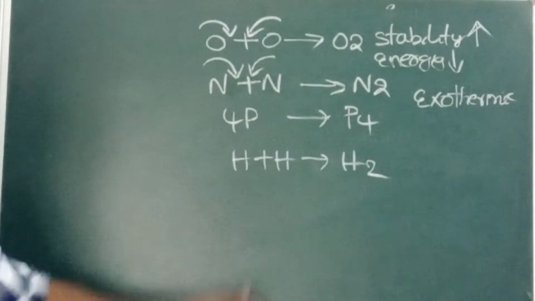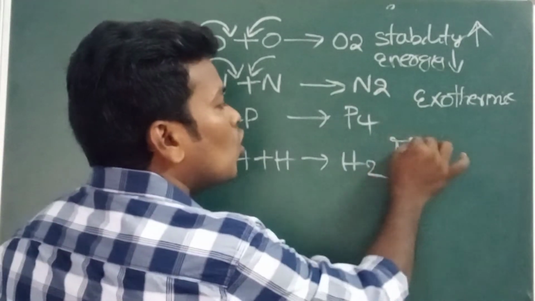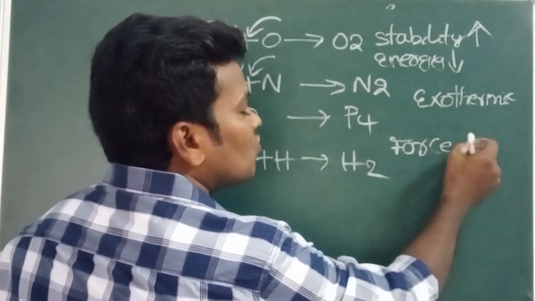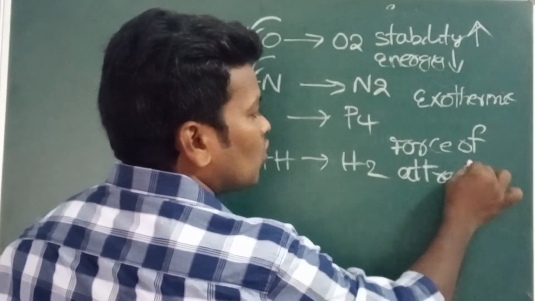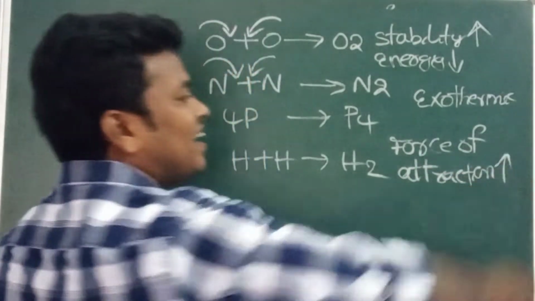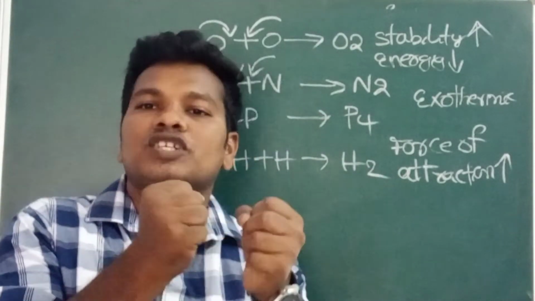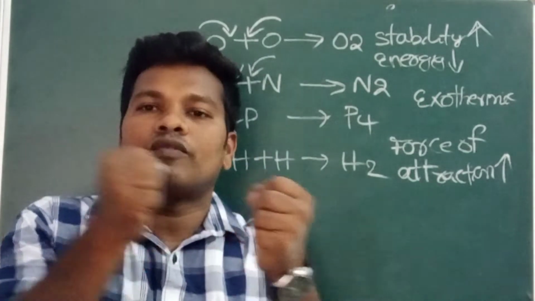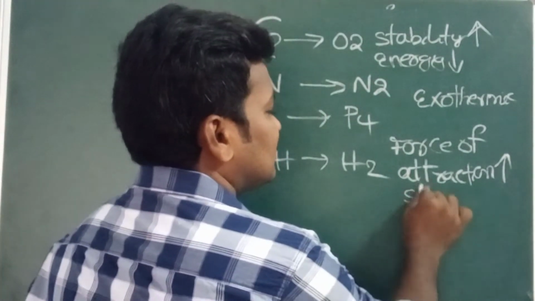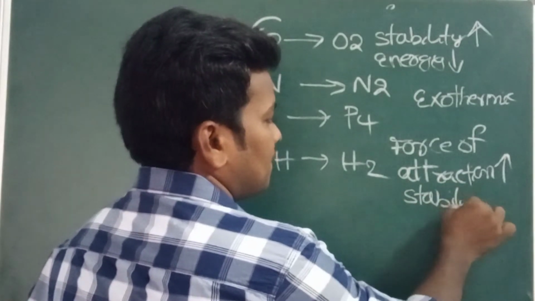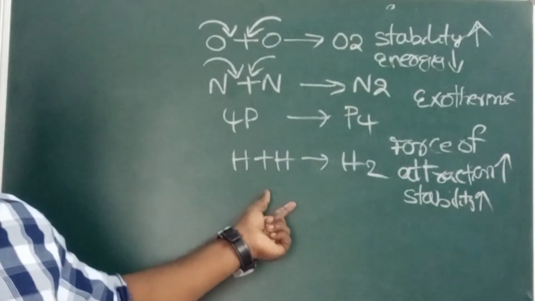Whenever they are combining with each other, the force of attraction will be more. The force of attraction between the two atoms will be high. When the force of attraction is high, they come close to each other. Why do they come close to each other? Because the force of attraction is high and the stability is more. To gain stability, they are forming the molecule.